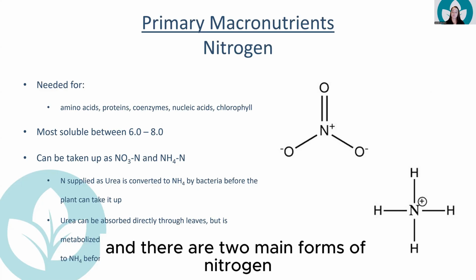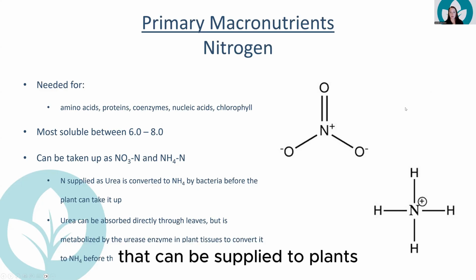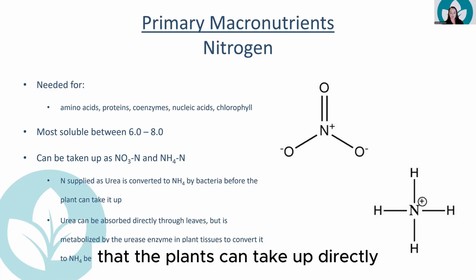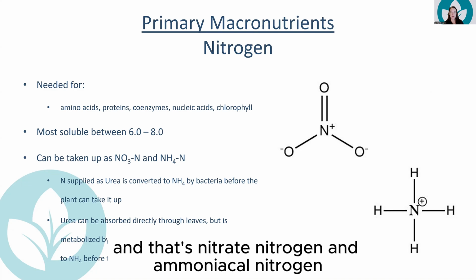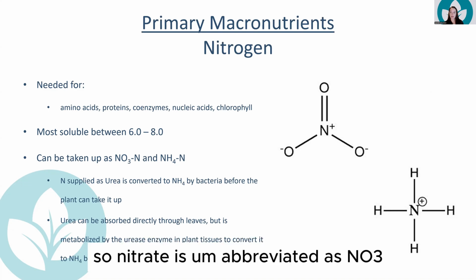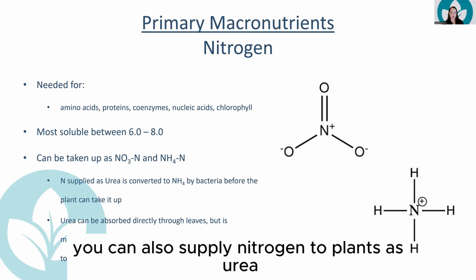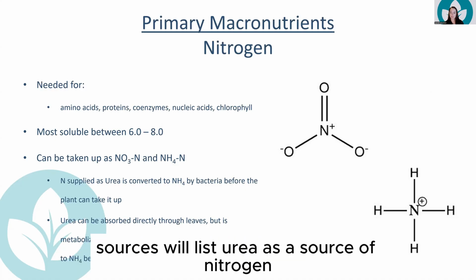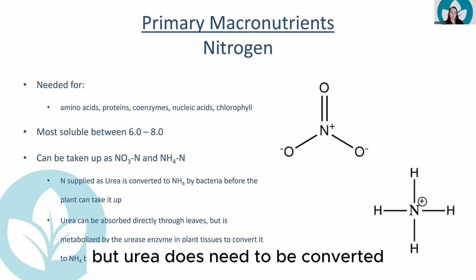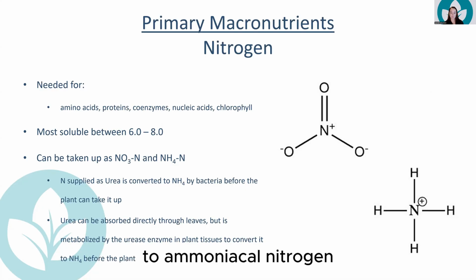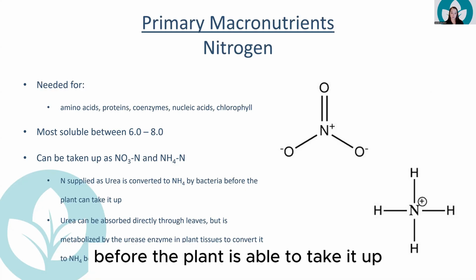And there are two main forms of nitrogen that can be supplied to plants that the plants can take up directly, and that's nitrate nitrogen and ammoniacal nitrogen. So nitrate is abbreviated as NO3, and ammonium is abbreviated as NH4. You can also supply nitrogen to plants as urea. A lot of fertilizer sources will list urea as a source of nitrogen, but urea does need to be converted to ammoniacal nitrogen before the plant is able to take it up.